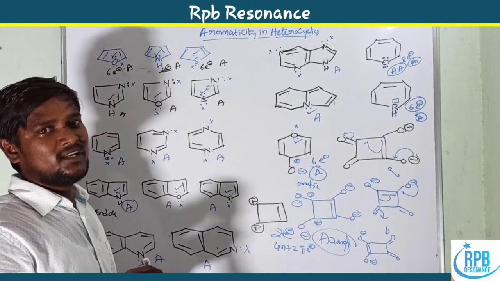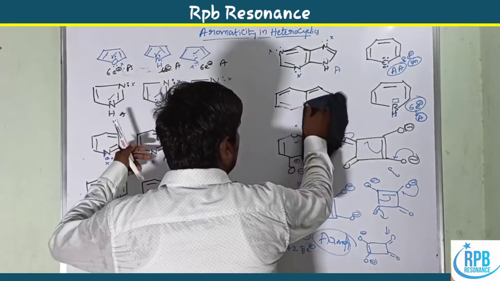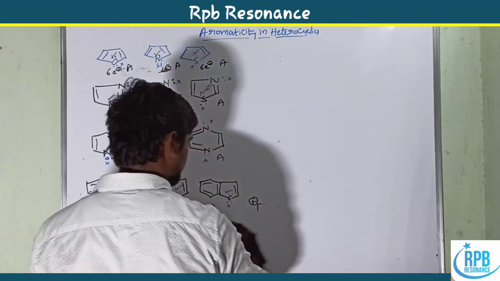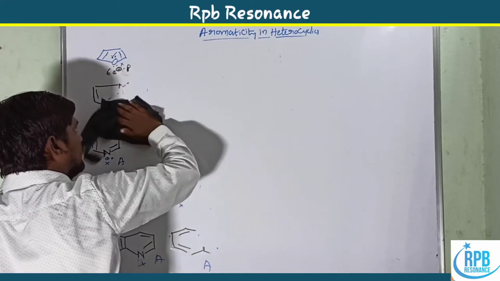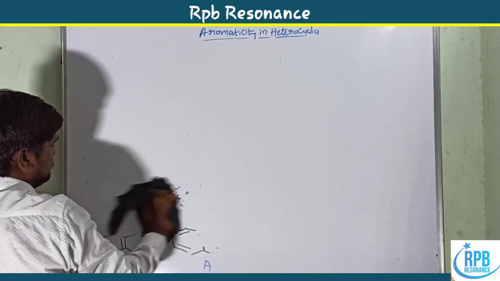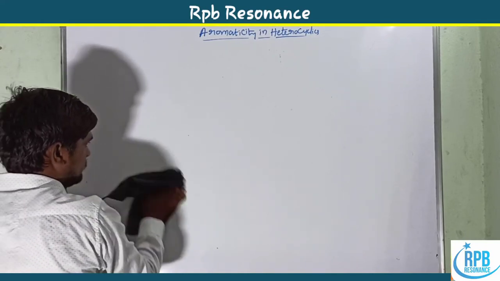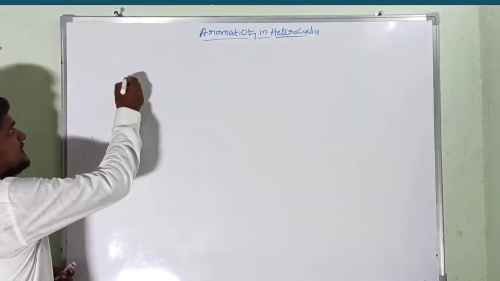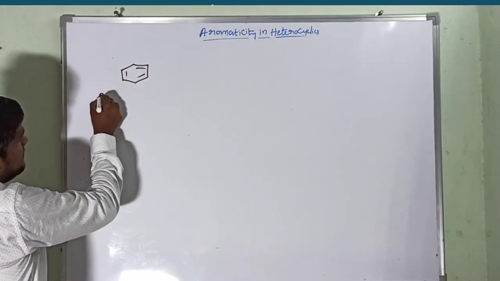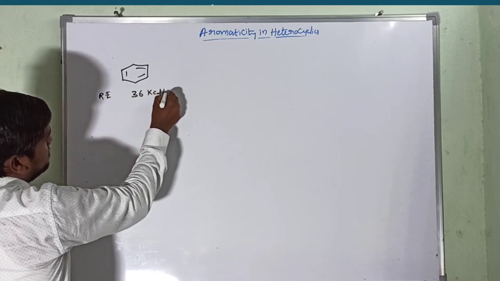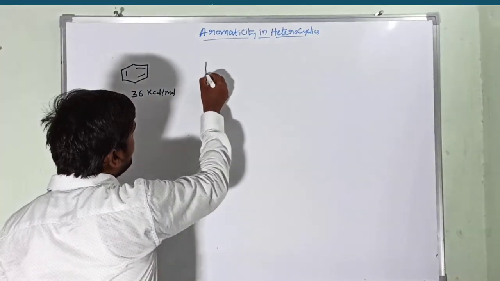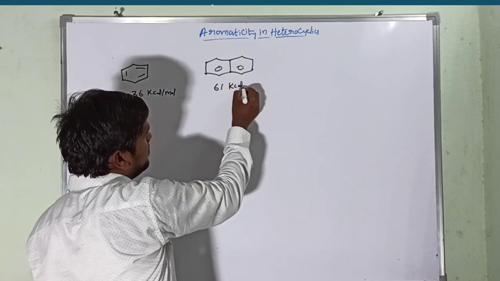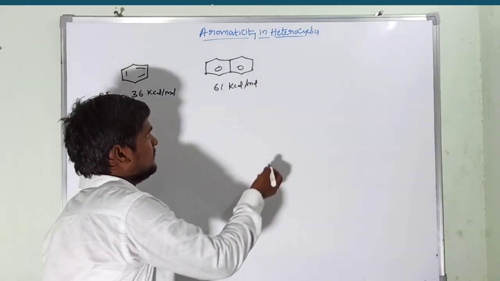Now let's move on to the resonance energy, that is the resonance stability of heterocyclics as well as carbocyclic compounds. Now let's discuss the resonance energy of different kinds of systems. Here it is benzene. We know that the resonance energy of benzene is 36 kilocalories per mole. Now here it is naphthalene. Naphthalene resonance energy is approximately 61 kilocalories per mole. Similarly, anthracene.